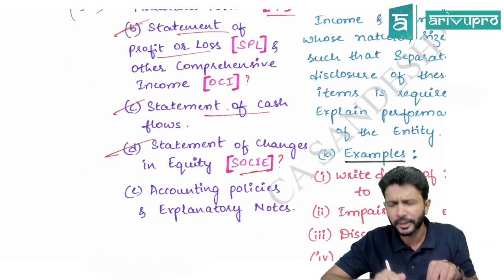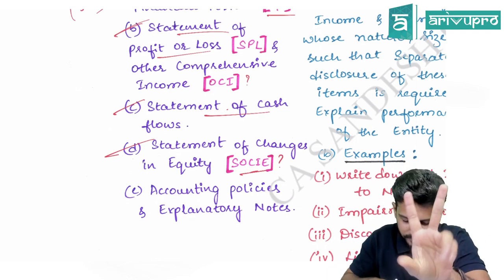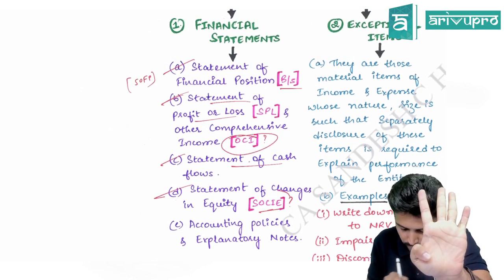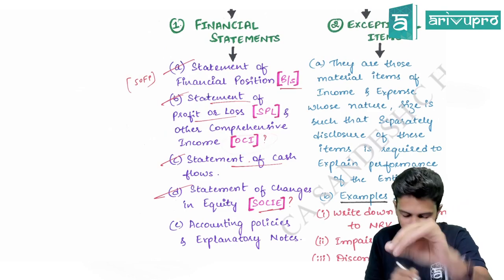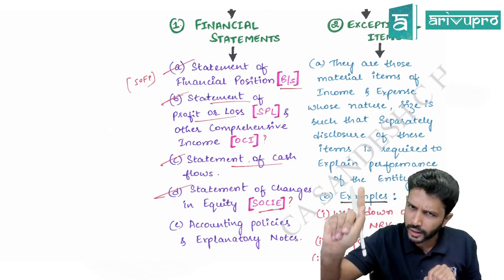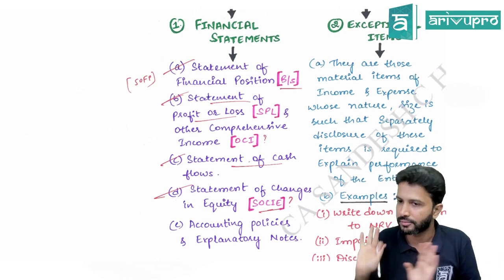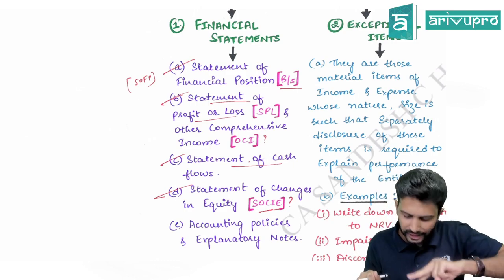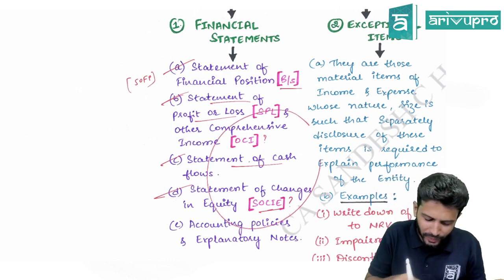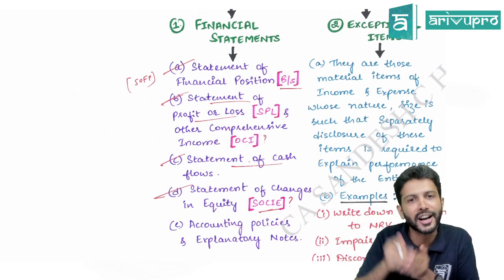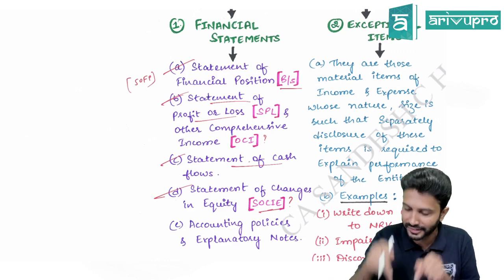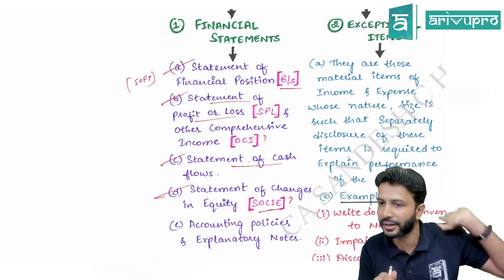The intention of this particular topic is only to learn two things: OCI, SOCE. That's all. Don't worry. I'll explain both of them. We will solve one question as to how this looks. Then we will wind up this topic. Comfortable? The intention is only that. If these two were cut off from this topic, I would not even have started with it. It's only because of these two culprits I'm taking this topic for now.